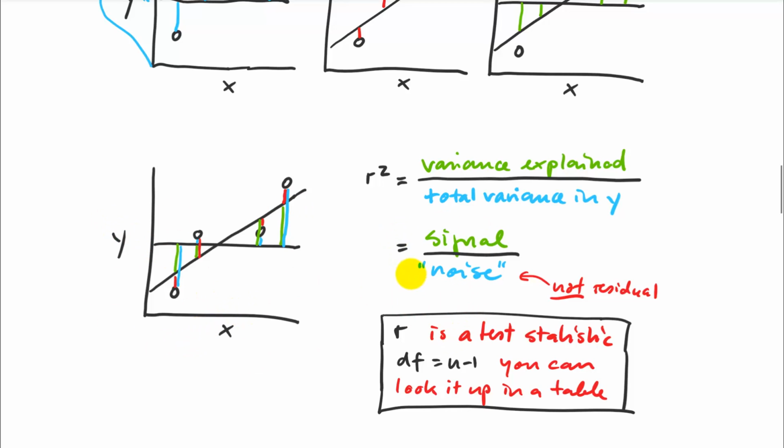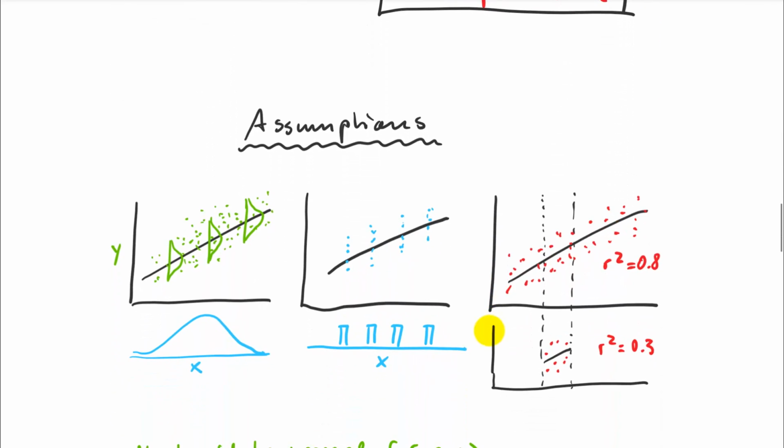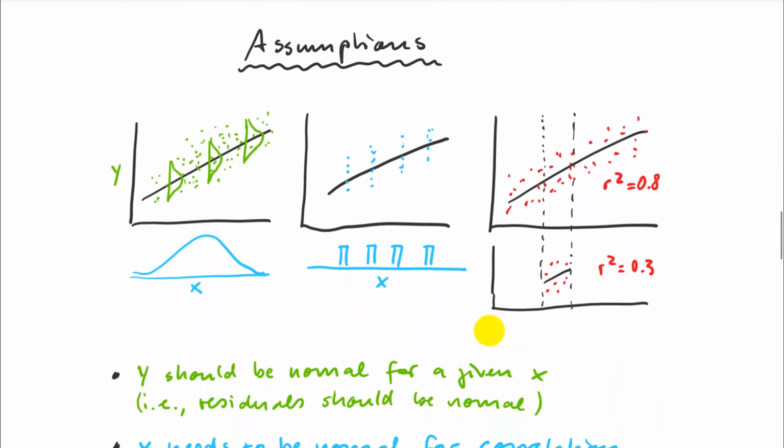So the p-value flows directly from r as a test statistic, or r squared, so it doesn't really matter. You can use either one. Also, correlation and regression analysis have some important assumptions and caveats. Normality is one of them, and just like in analysis of variance, your dependent variable has to be normally distributed for a given predictor variable.